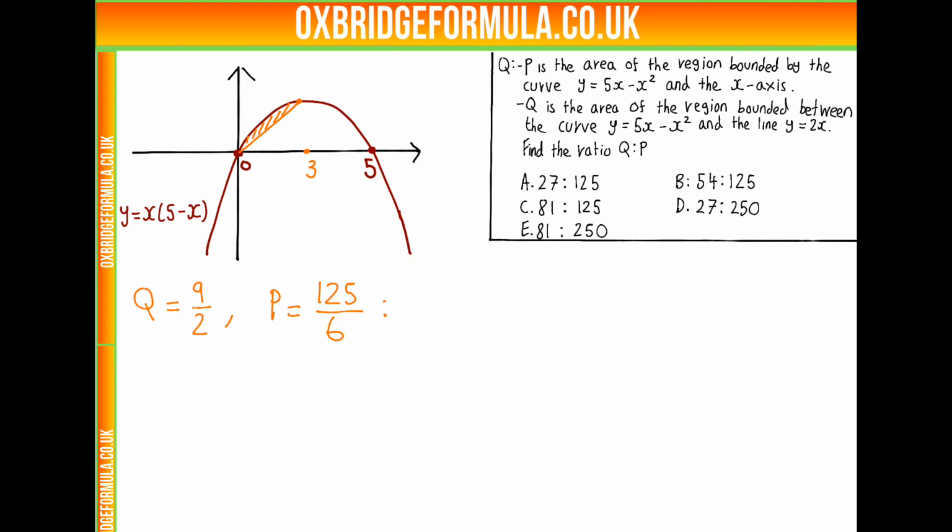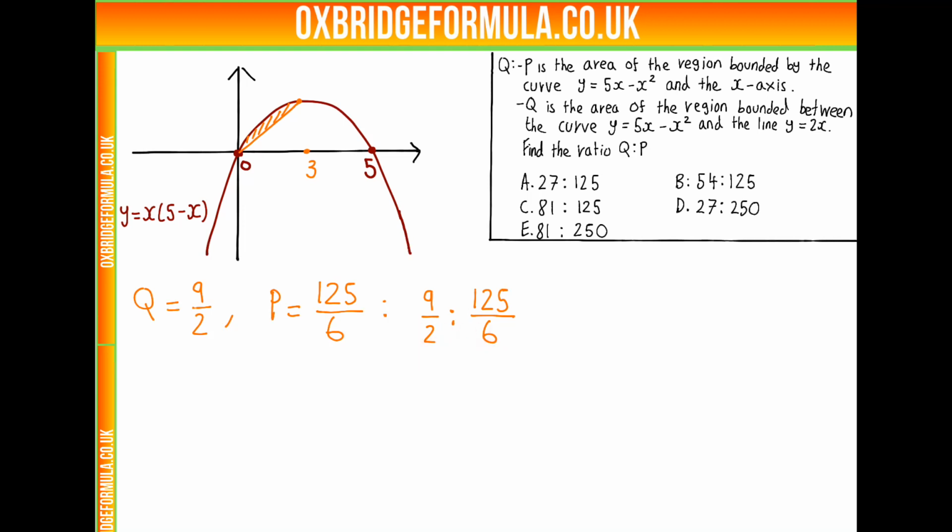So we know Q is 9 over 2 and P is 125 over 6. So we just need to find the ratio of Q to P, which we could claim is 9 over 2 to 125 over 6. But clearly that's not going to be any of our answers because these are fractions in a ratio and that's not the best form for a ratio. So let's get it to integer to integer, and then maybe it'll match one of these.